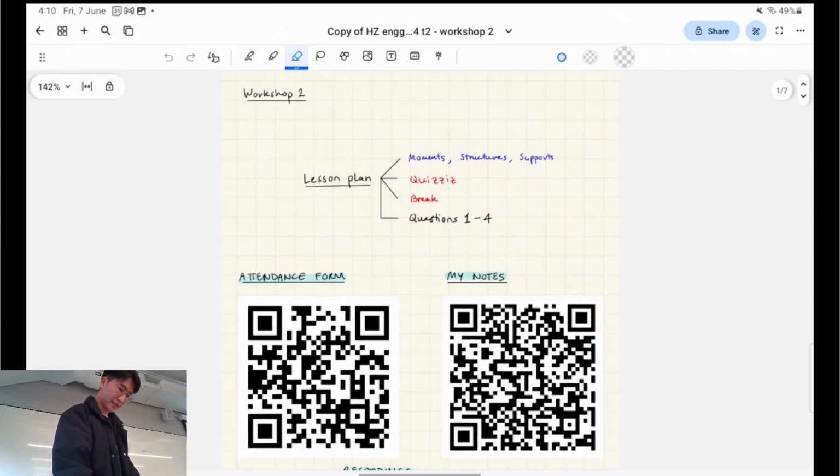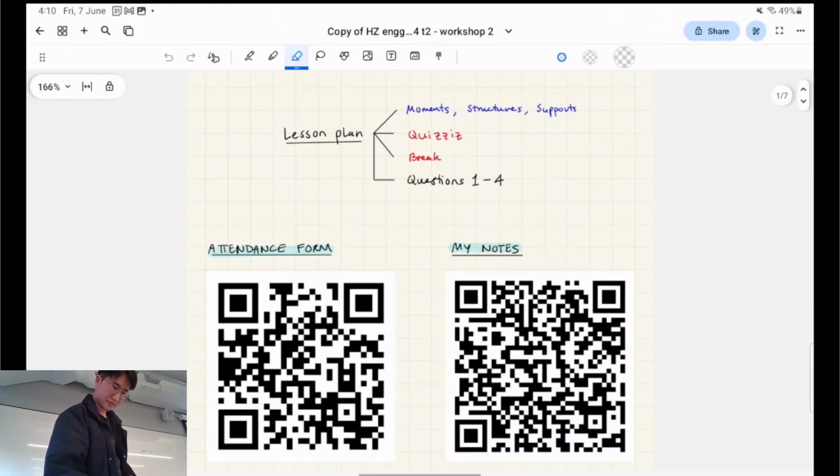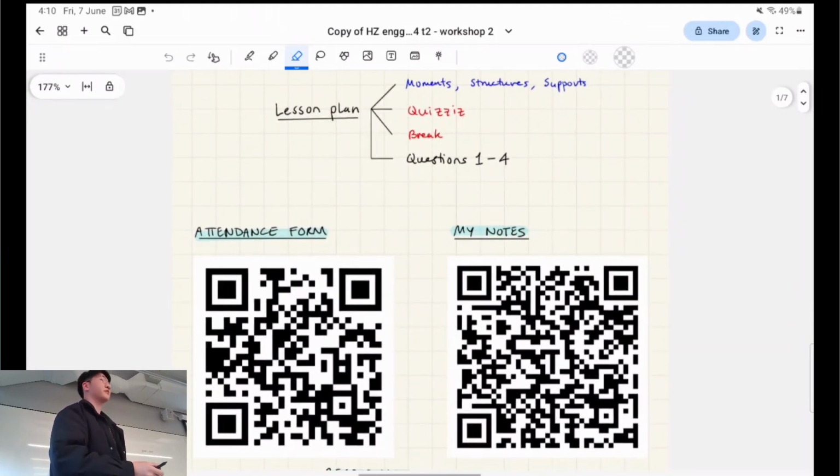In terms of our lesson plan, we're going to run through moments, and then we'll talk about structures, supports, and then I'll quiz you guys. And then we'll have a break, and then I'll go through 4 questions. How does that sound? I think this week won't take too long either, just like last week.